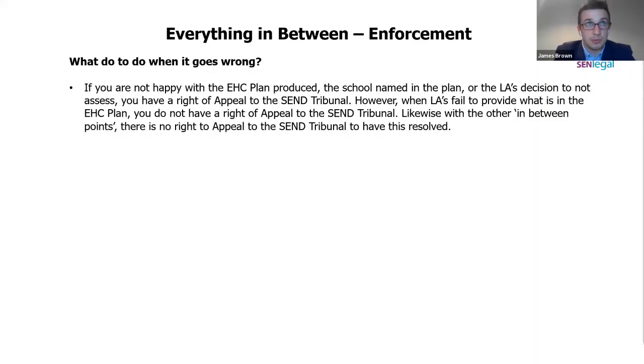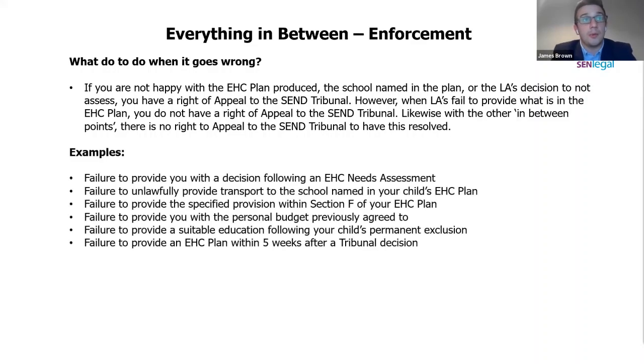Likewise, with the other in-between points we've just gone through, there is no right to appeal to the SEN Tribunal to have this resolved. So therefore, you need to consider what you can do. Further examples of where you don't have rights to appeal to the SEN Tribunal are failure to provide you with a decision following the EHC Needs Assessment, unlawfully providing transport, failure to provide the provision within the plan, failure to provide an EHC plan within 5 weeks of a tribunal decision, for example. There are many more examples, but just some key ones on the slide.